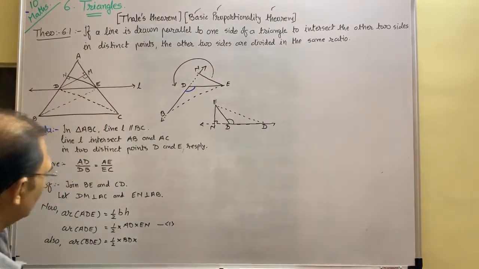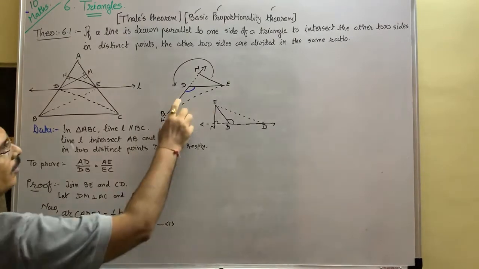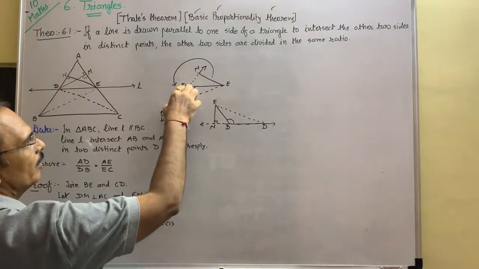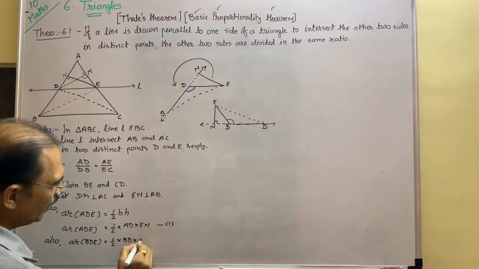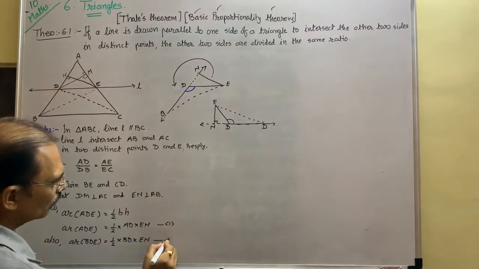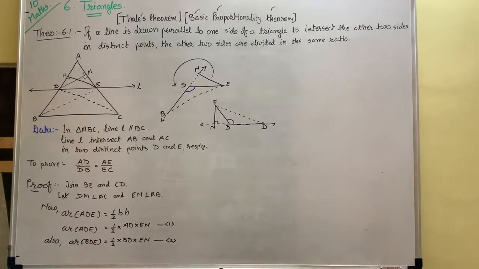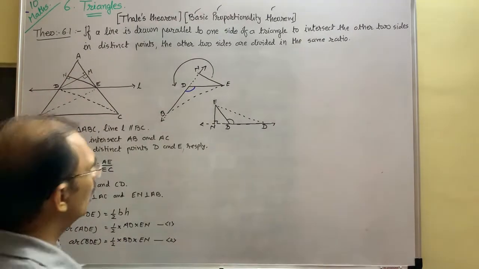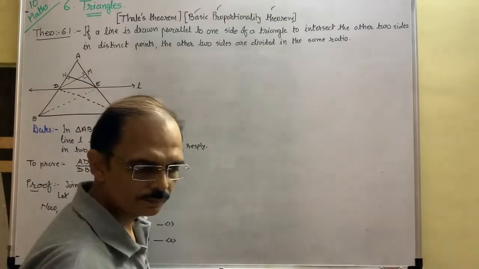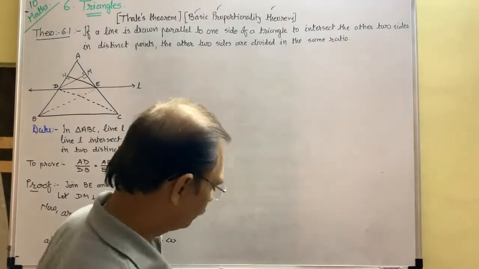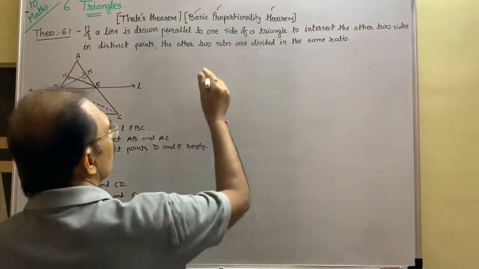So here we use that area of triangle BDE equals what? If you select BD as the base, then EN is its altitude. So half BD into EN, half base into height. Result number 2. Now take the ratio of number 1 and number 2. From 1 and 2.